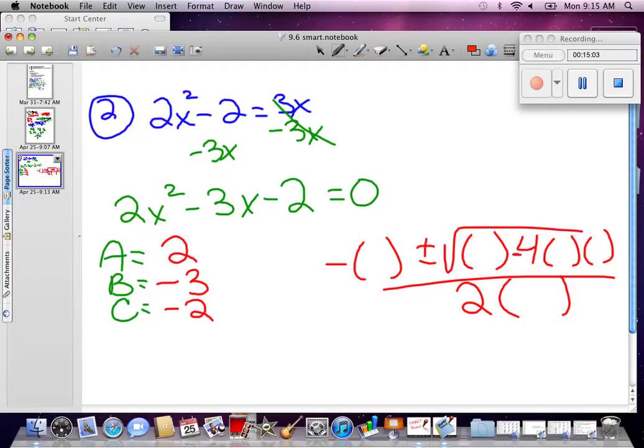4AC minus between the 4. Yeah. All over 2A. So I'm just going to plug in what my b is. My b is -3. So minus b plus or minus the square root of b squared minus 4 times my a, which is 2, my c is -2, all over 2 times a, which is 2. Any questions on how we plug them in? No? Okay, then we just have to simplify from here on out.